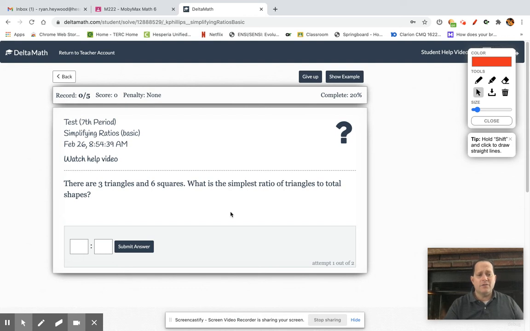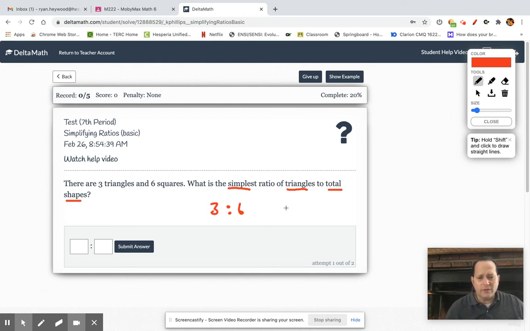So it says that there are 3 triangles and 6 squares. You could draw it out if you want, or you can just write this, 3 to 6. And what is the simplest ratio of triangles to total shapes? Okay, so it's not asking 3 to 6. I made a mistake there because I was assuming that it was just going to be 3 to 6, but it's not asking triangles to total squares. It's asking triangles to total shapes.